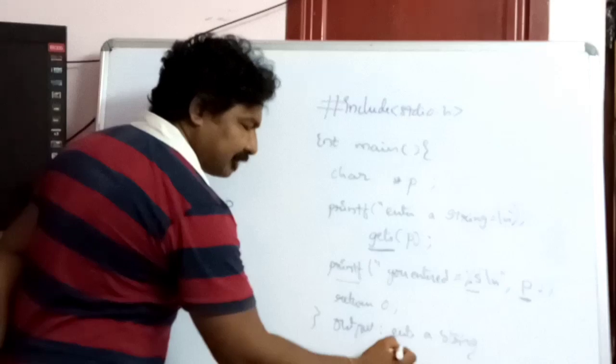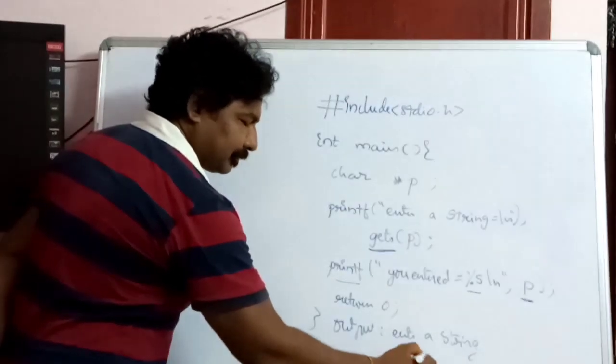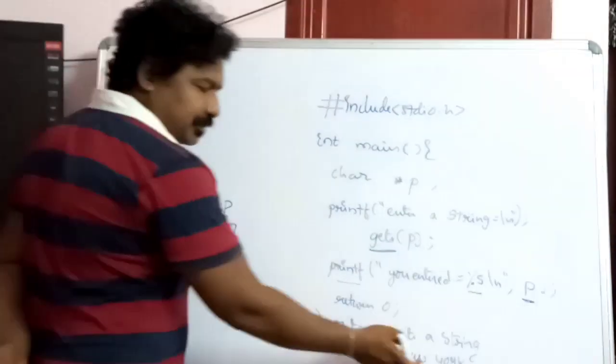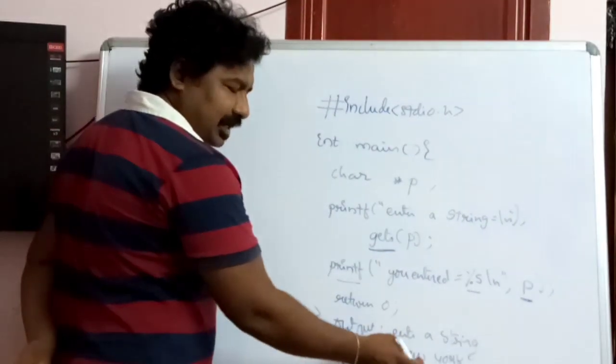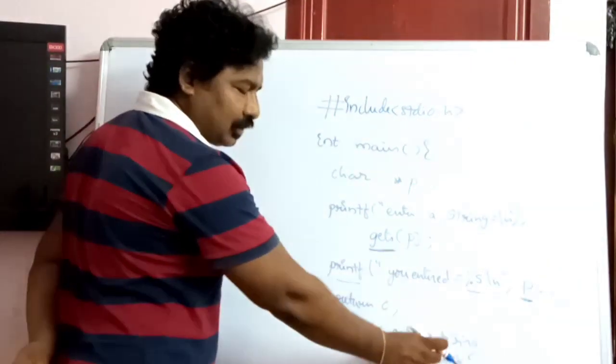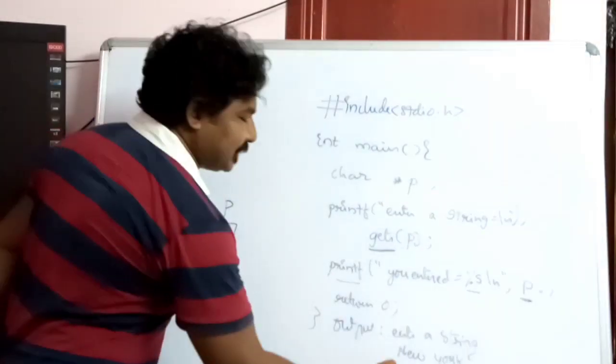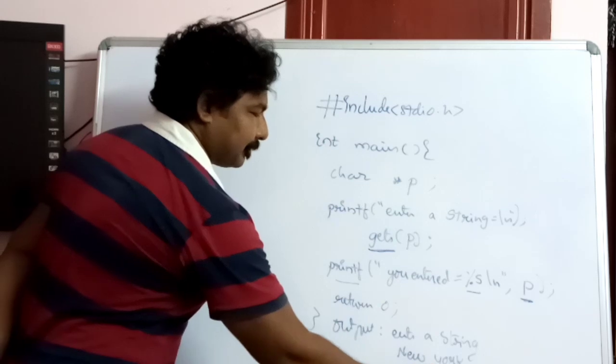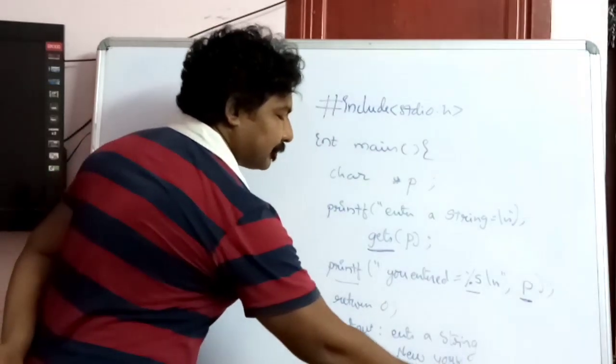So I have entered something like this, New York. Okay, see this particular string. This particular string has two words, that is New York, including space. So it prints the string on the screen like you entered New York.